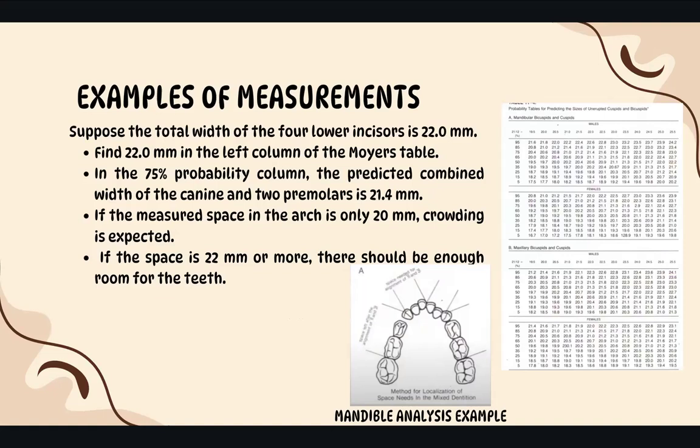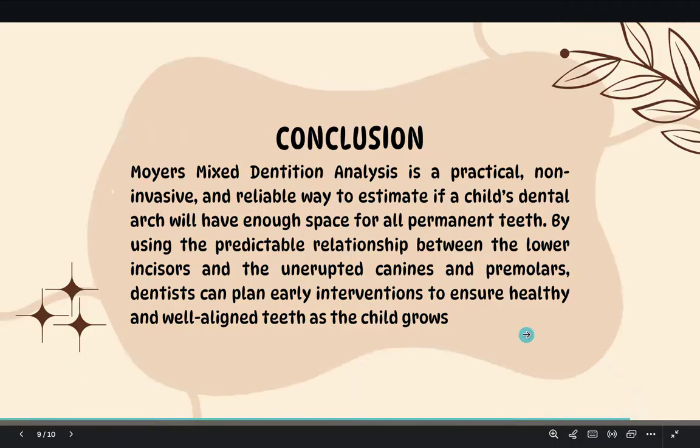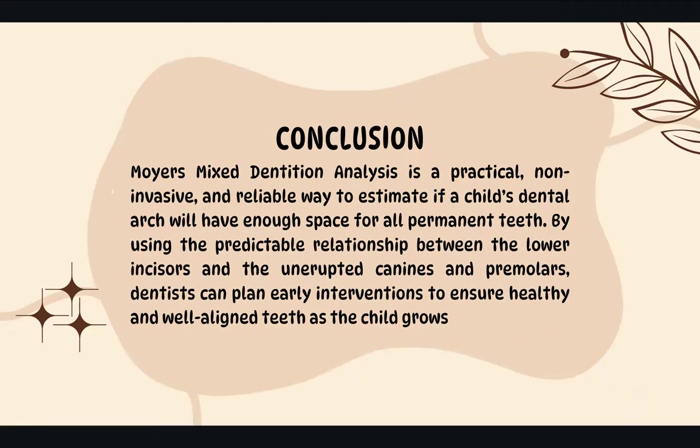Conversely, if the available space measures 22 millimeters or more, it suggests that there should be ample room for all the permanent teeth to erupt without significant crowding. And for the conclusion, this analysis is a practical, non-invasive, and reliable way to estimate if a child's dental arch will have enough space for all permanent teeth by using the predictable relationship between the lower incisors and the unerupted canines and premolars. Dentists can plan early intervention to ensure healthy and well-aligned teeth as the child grows.